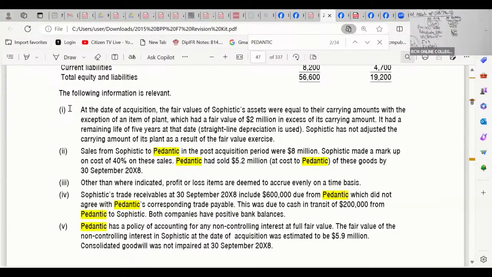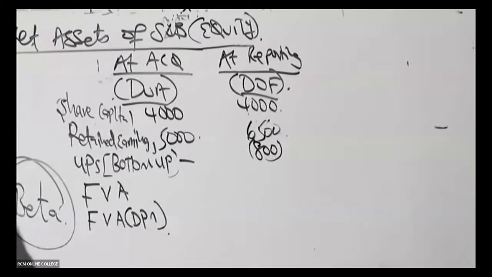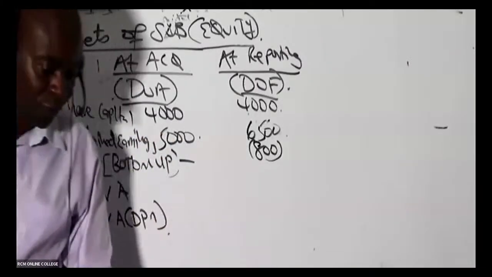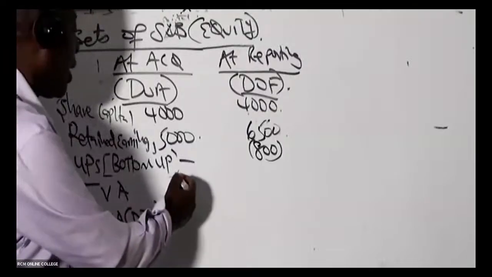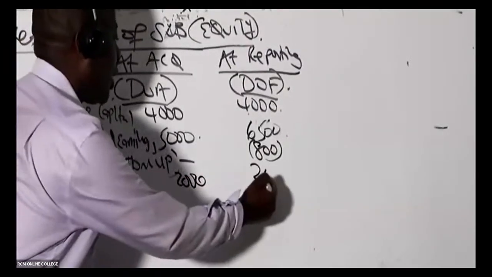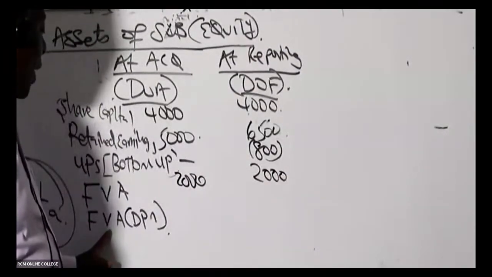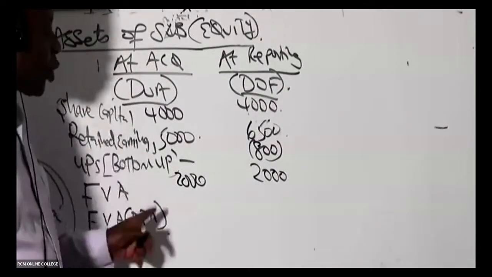In this case here, we have Roman 1 at the date of acquisition. The fair values of sophistic assets were equal to their carrying amounts, with the exception of an item of plant, which had a fair value of 2,000. Remember, we are cutting 3 zeros, 2,000. So the revaluation here, which is an uplift, you can see it is 2,000, and the fair value adjustment never changes, just like our share capital. So the fair value adjustment is 2,000 there.